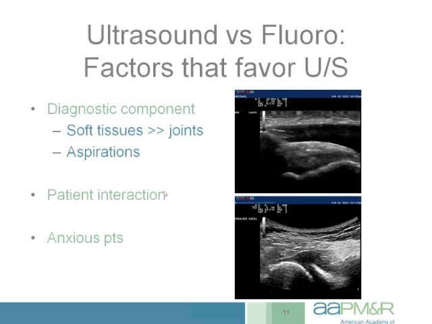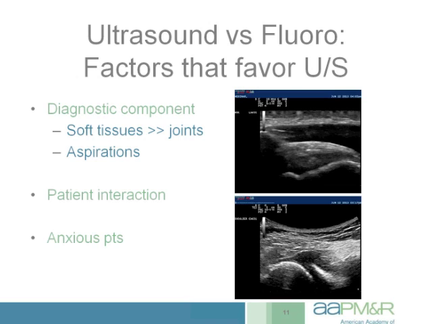Another nice component of using ultrasound for procedures is patient interaction. With a lot of these procedures, the patient's able to look at the screen much more easily than they typically are with a fluoroscopic procedure. And you're able to interact with them, describe their anatomy. And I find in particular this is very helpful with anxious or needle-phobic patients.